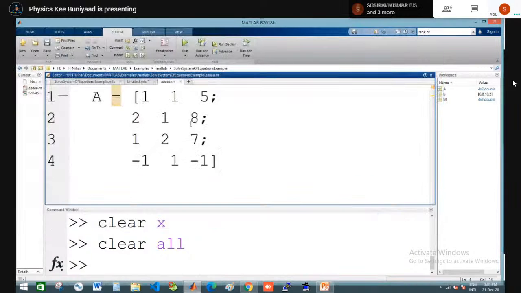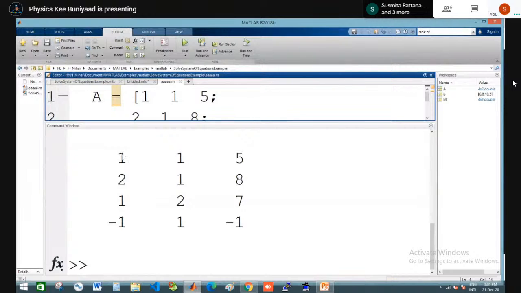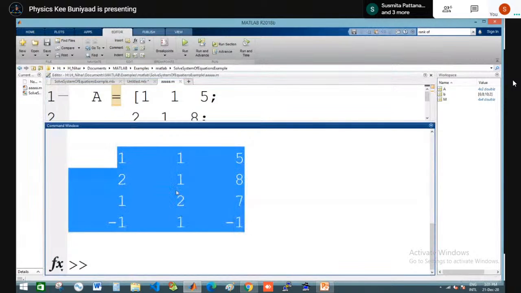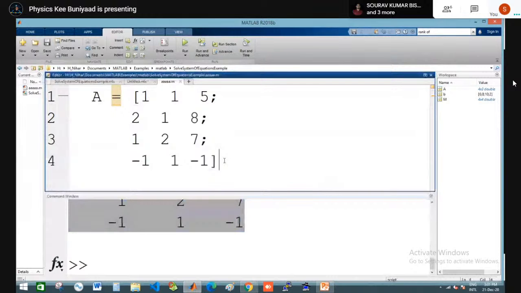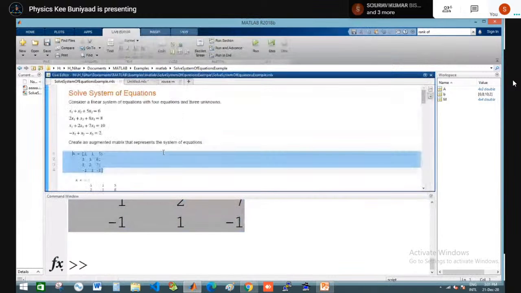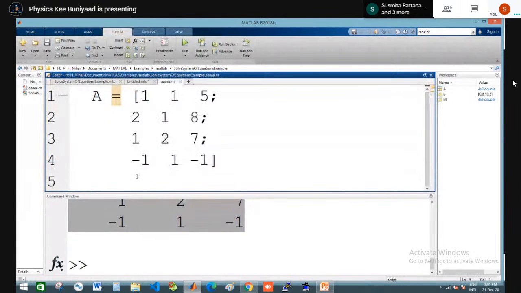Once you run, you will get a matrix which contains all the coefficients of all these four equations. Once you get all these coefficients in a single matrix, the next task is to extract the right hand side values like 6, 8, 10, and 2 to another matrix. Here we will write, suppose it is B. B equal to 6, 8, 10, 2.